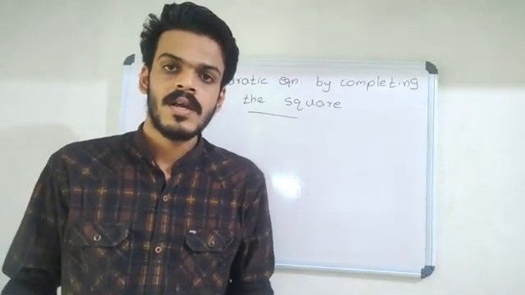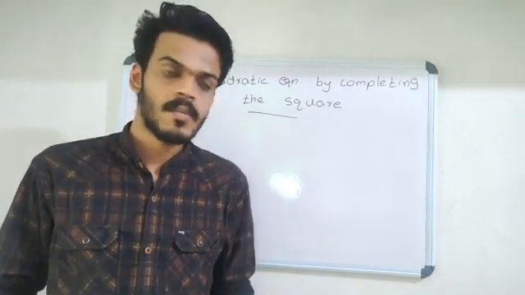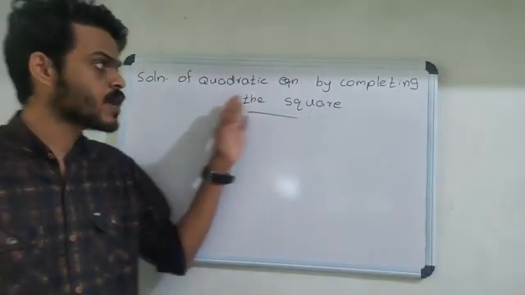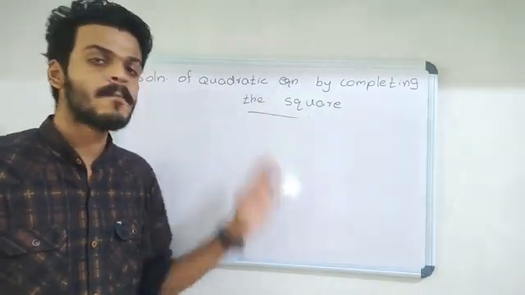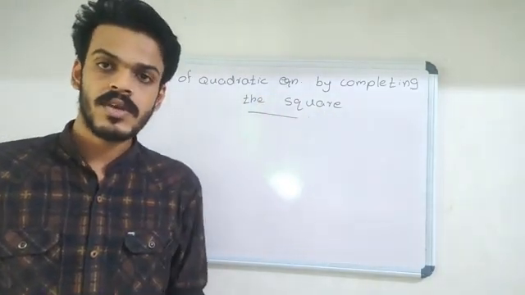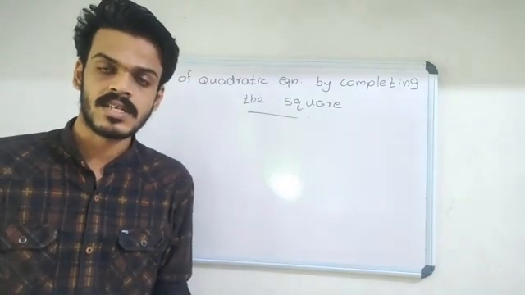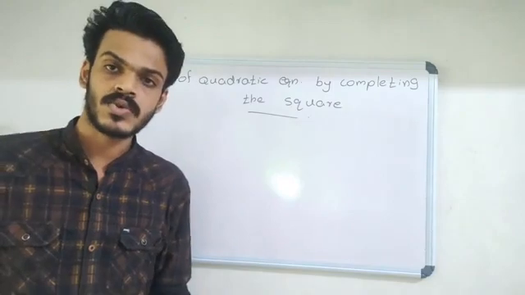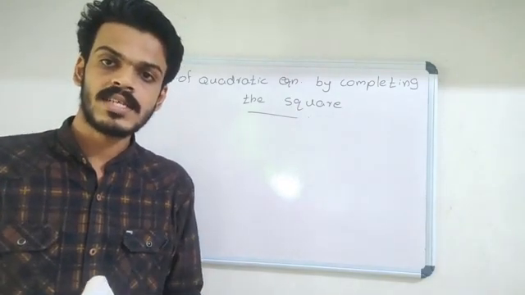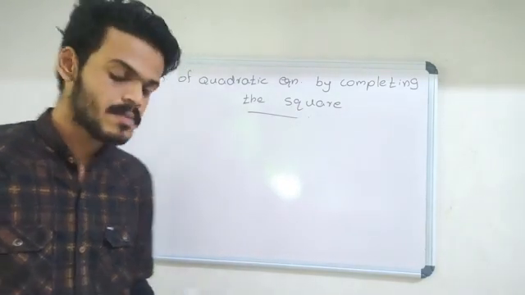Namaste to you all. Today we are going to study the solution of a quadratic equation by completing the square. Today we are going to study a new method for finding the solution of a quadratic equation, that is called completing the square. So what do you mean by completing the square? Let us see an example.